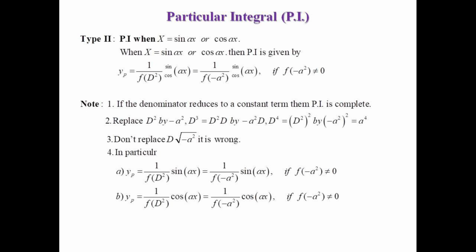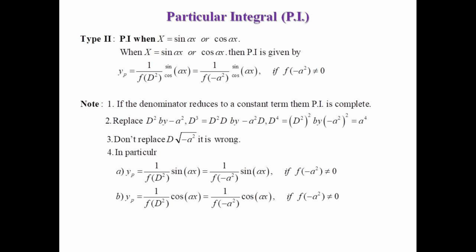Again, if we replace D square by minus a square, then a question may arise: what about the D cube term, or D raised to 4 or D raised to 5? In this case, we can write the D cube term as D square into D. So we can replace D square by minus a square, and we get D cube equal to minus a square D.